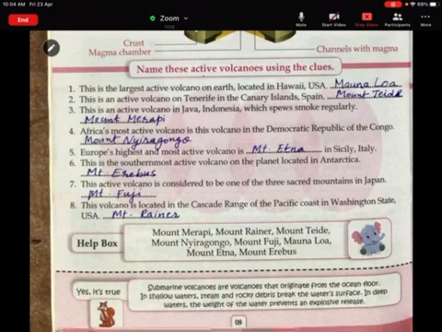Next, we are going to the events that can accompany a major volcanic eruption. What all things can happen following a volcanic eruption?